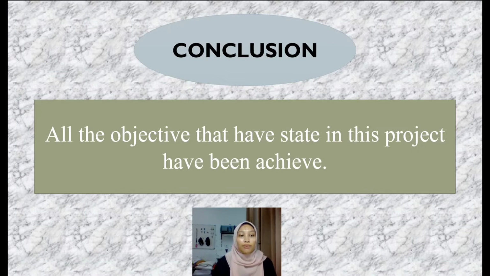By doing this project, it's not easy for us, because this project is not an easy one, and we need to think outside of the box. We need to think through everything just to find the quality. That's why I say this is not an easy project, but all the objectives stated in this project have been achieved successfully with the help of our group members. So that's all from us. Thank you.